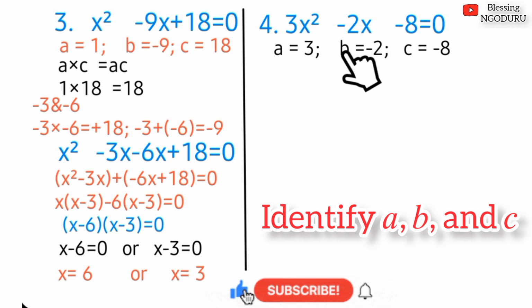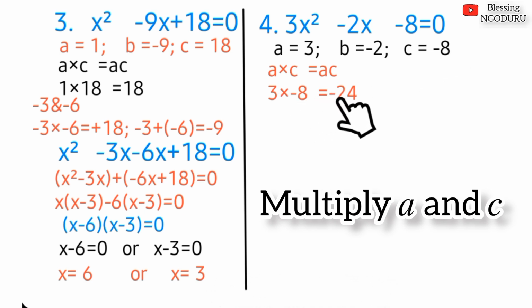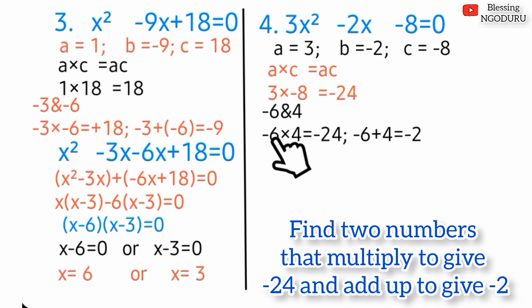Let's identify a, b, and c. A is 3, b is minus 2, and c is minus 8. Multiplying a by c, that is 3 times minus 8 gives minus 24. Let's find two numbers that multiply to give minus 24 and add up to give minus 2. Those numbers are minus 6 and 4. When you multiply minus 6 by 4, it gives minus 24. When you add minus 6 to 4, it gives minus 2.